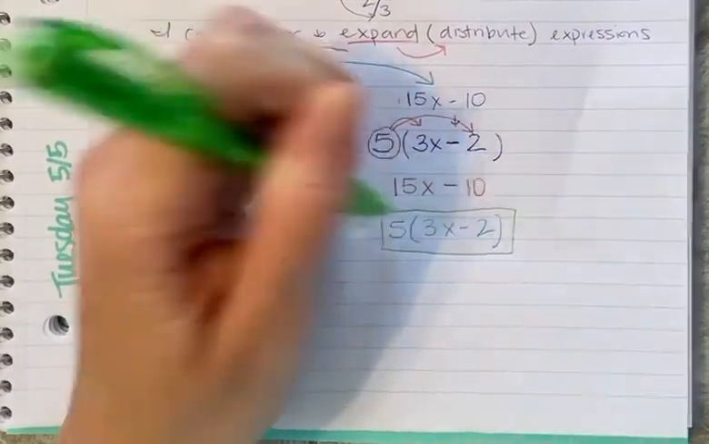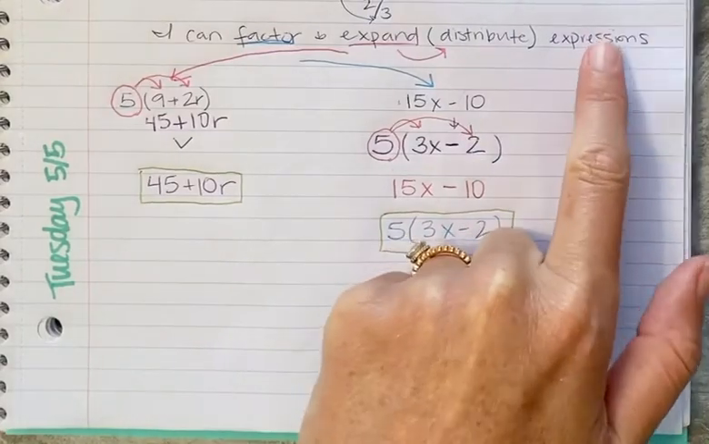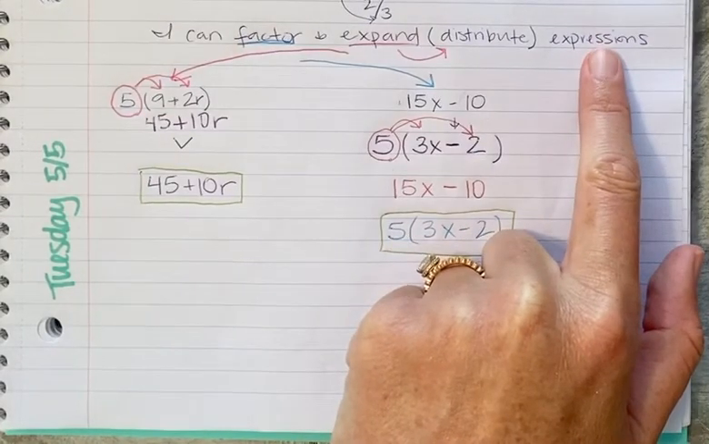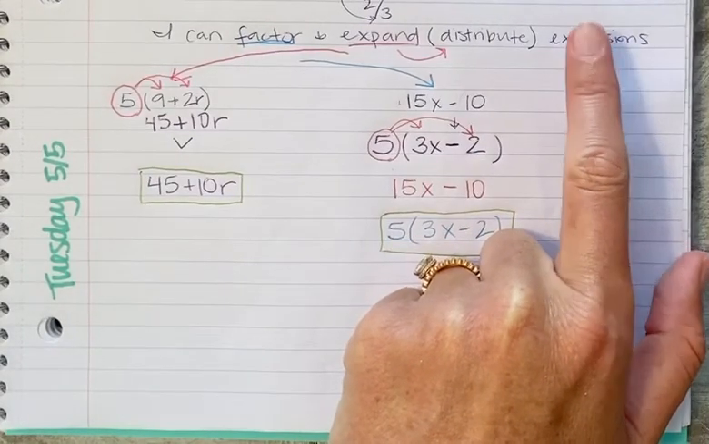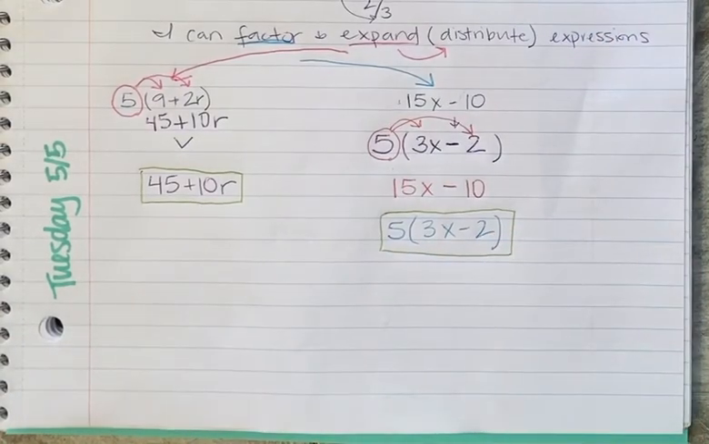The questions you're going to be asked to factor and expand are going to be very similar to this. You're just pulling out common factors and or multiplying. And remember, expressions don't have answers. There's no equal sign. So really you're just simplifying and writing in a different form.